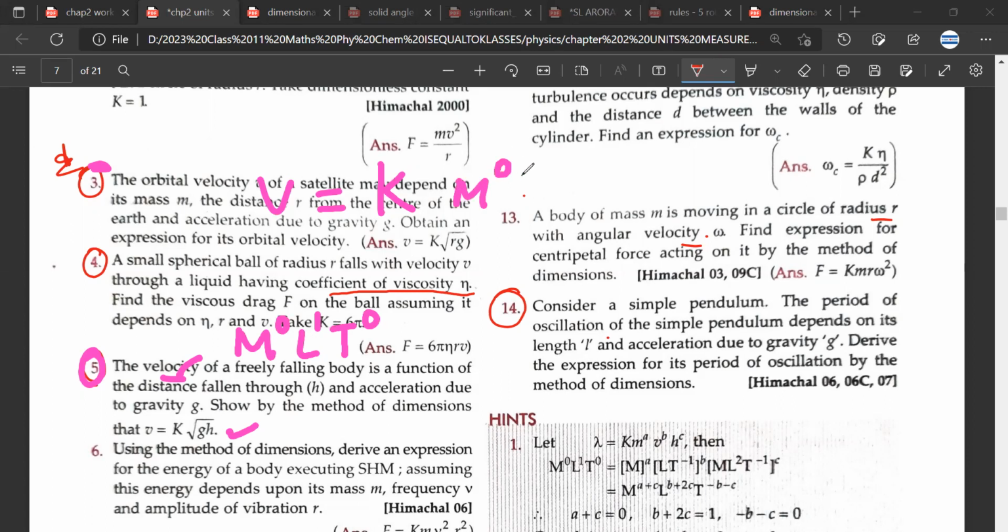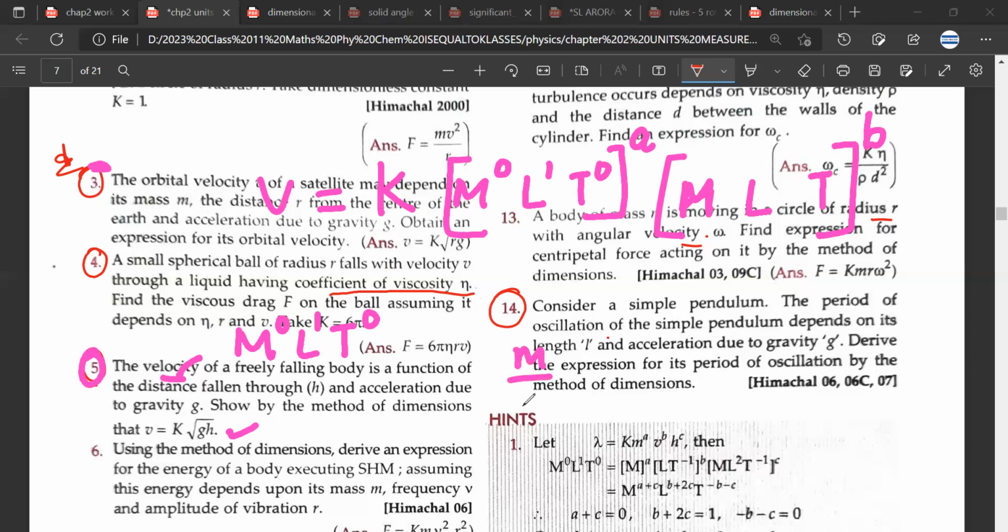So m0 l1 t0 raised to some power a, which currently I'm not aware of, and acceleration due to gravity. So acceleration due to gravity is M L T, again raised to some power which I am not aware of, and acceleration due to gravity is a meter per second square. So this would be 0, 1, minus 2. This is one thing I need out.